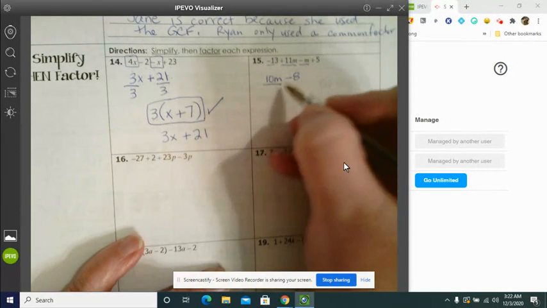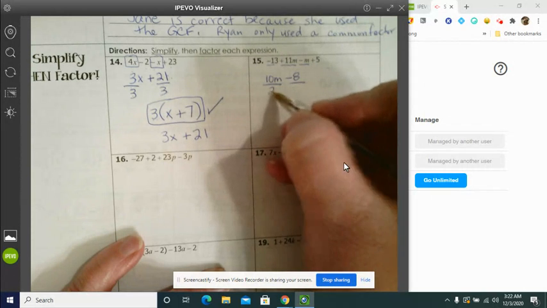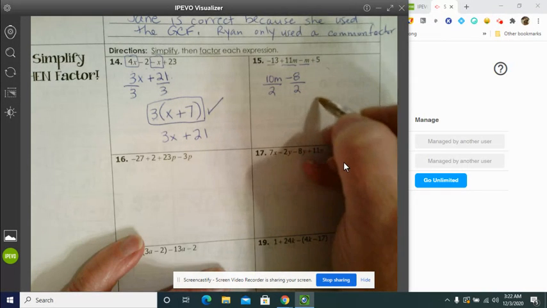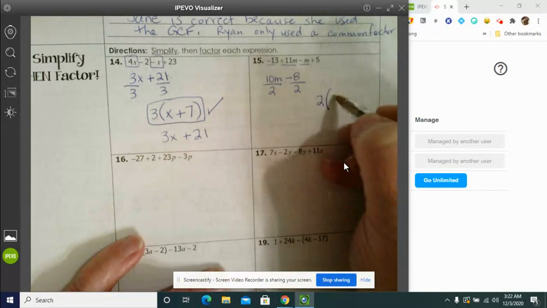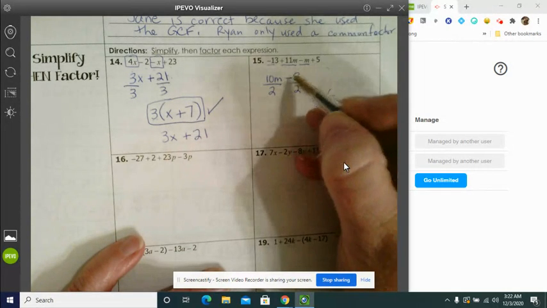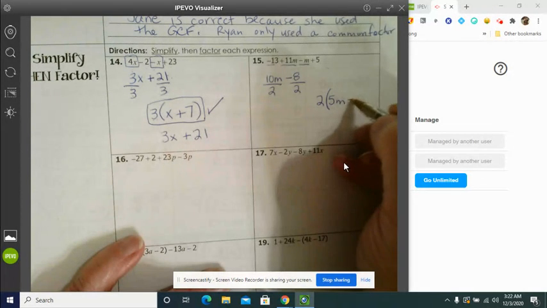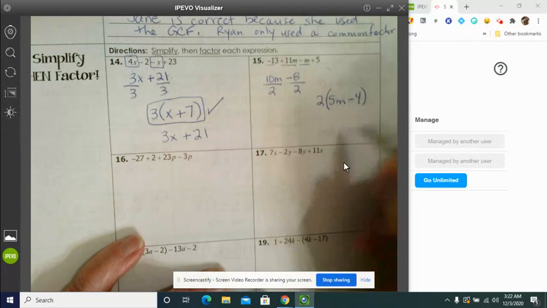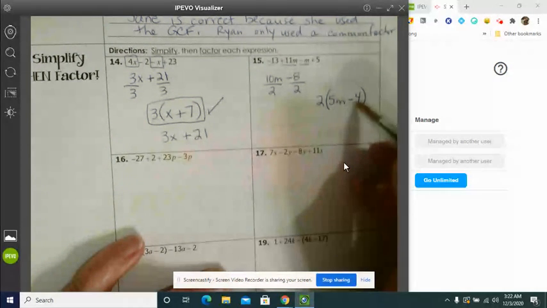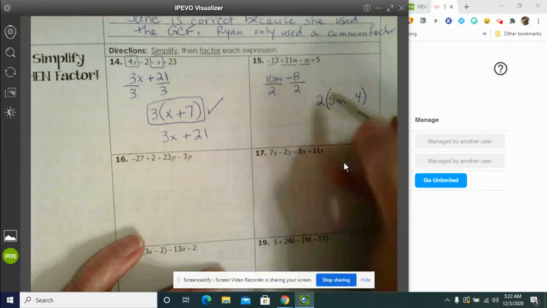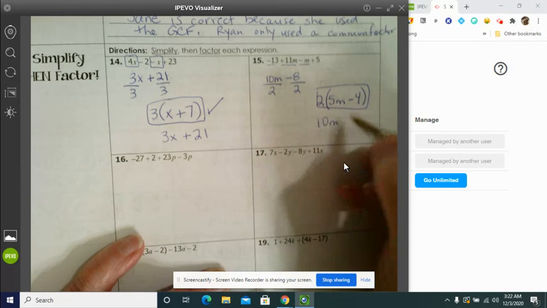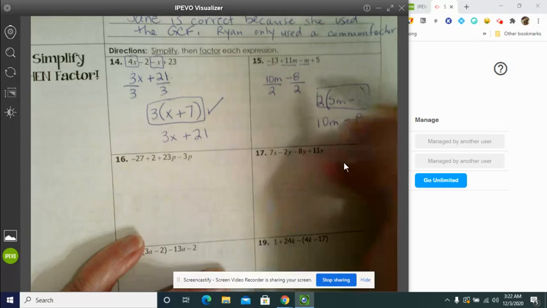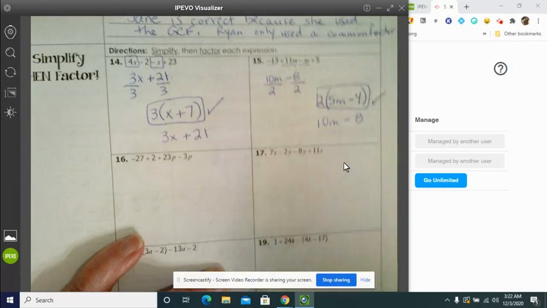So what I'm going to pull out, my greatest common factor, is a 2. So I'm going to put my 2 outside parentheses. 10m divided by 2 is 5m. Negative 8 divided by 2 is negative 4. These don't share a factor, so it looks like I got the greatest common factor. Now, to check my work, 2 times 5m is 10m. 2 times negative 4 is negative 8. That is what I started out with, so my answer checks.